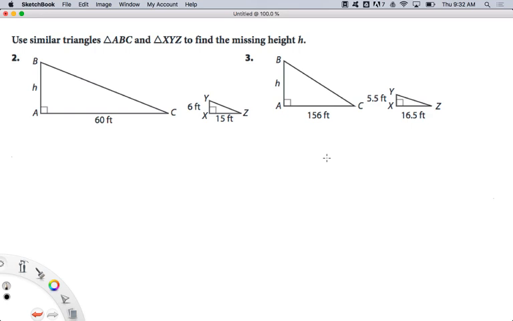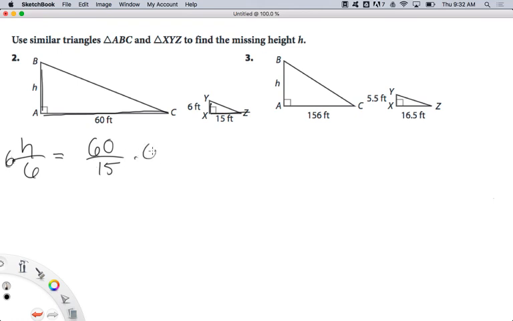It says, use similar triangles to find the lengths, the height. Okay, this is just about as easy as it can get. All right, you take a look, you find the corresponding sides. Well, this side corresponds to this side, so it's h over 6. You always put the quantity you're trying to find on top, and then stay consistent, equals 60 over 15.